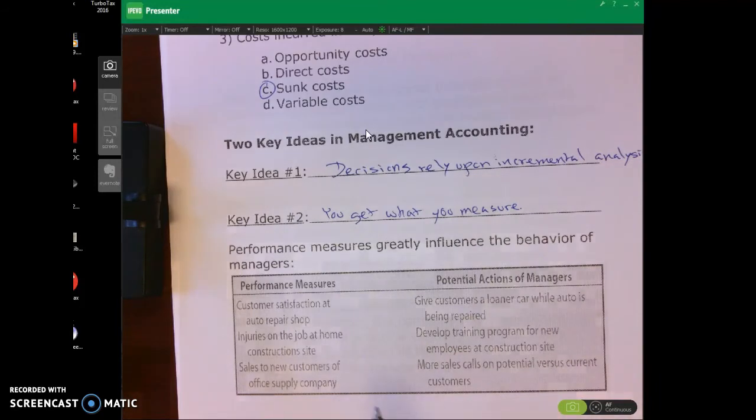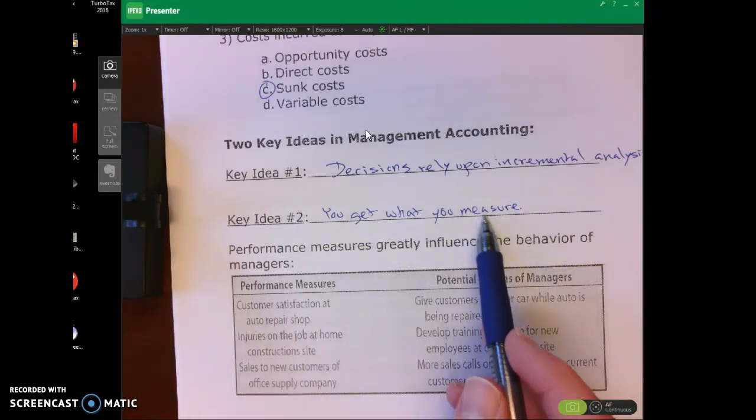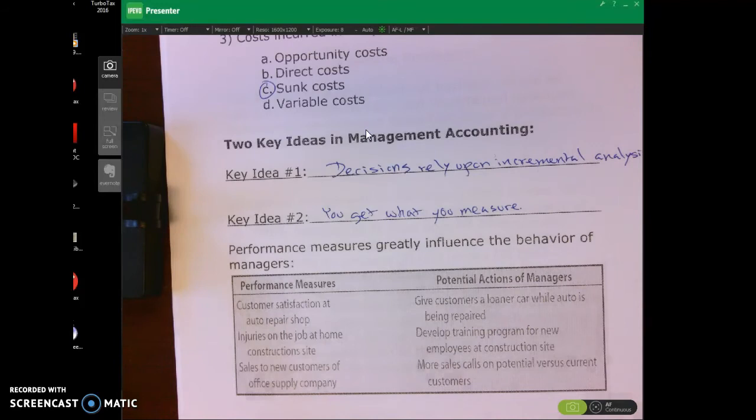All right? We'll talk more about this as we go throughout the semester, and also some of the course discussion questions. When we look at some example measures over here, if we looked at customer satisfaction at an automobile repair shop, that's one of the performance measures. If that's how we measure a manager, what are some of the things that a potential manager might do? They could give customers a loaner car. Well, that would improve customer satisfaction.